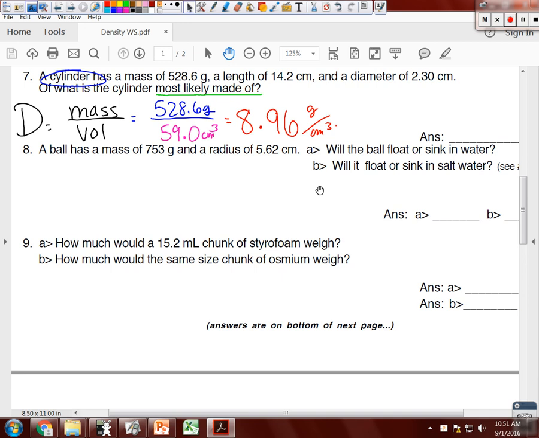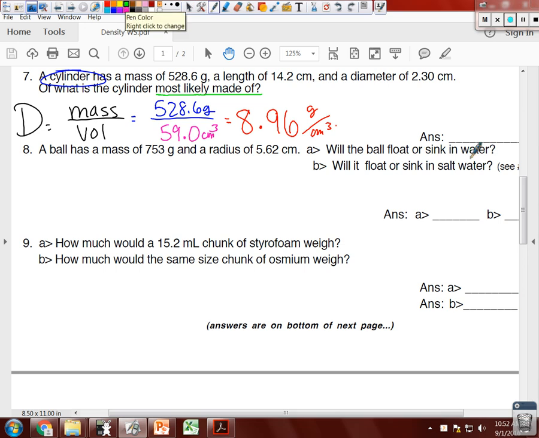Number two, the two questions are, will the ball float or sink in water, and will the ball float or sink in salt water? Now, what is the quality that we compare things to determine if we know it will float or sink? It's density. You have to compare their densities. If it floats, what is its density compared to the thing it's sitting in? If it's less than that density, it will float. Okay? If it's more than that density, what will it do? It will sink.